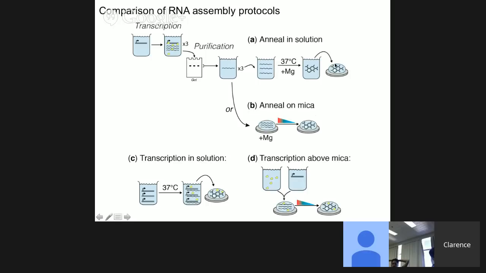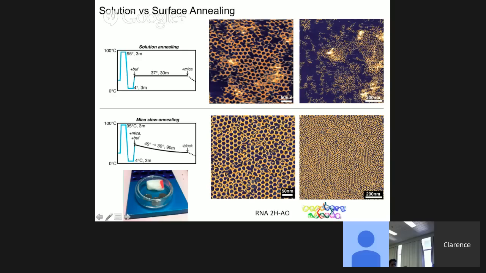On the next slide I'm going to show you is actually just going to contrast these two top ones, one where we anneal everything in a solution, and another one where we mix the purified things together on the mica substrate. So on the top, when we just put everything into a tube together and then anneal it at one temperature, we get these proper hexagonal assemblies, but they're kind of messy, and you see like these bright spots mean that things are kind of piled on top of each other.